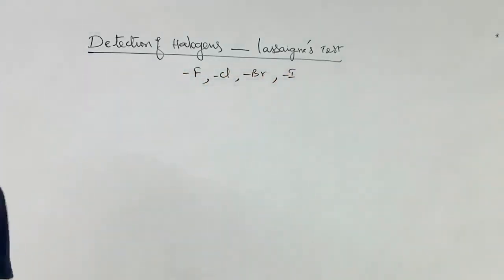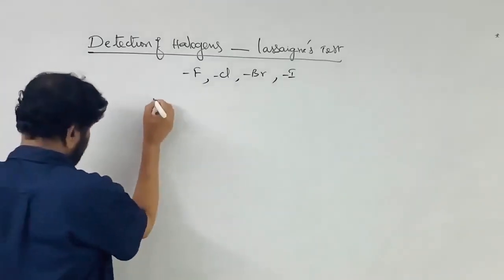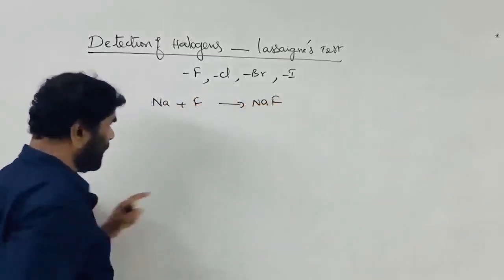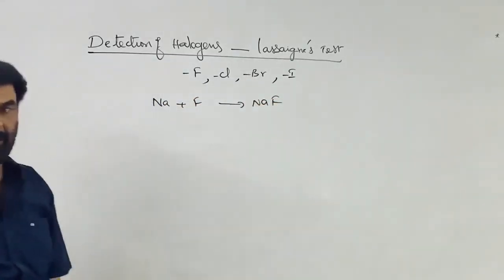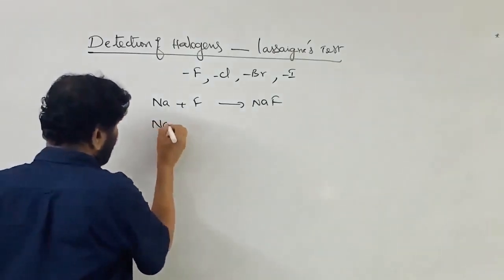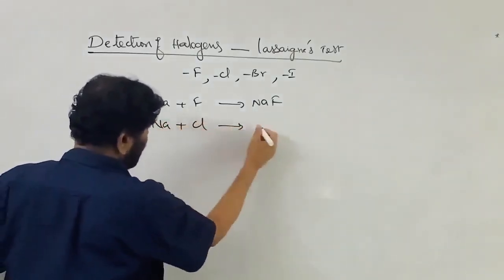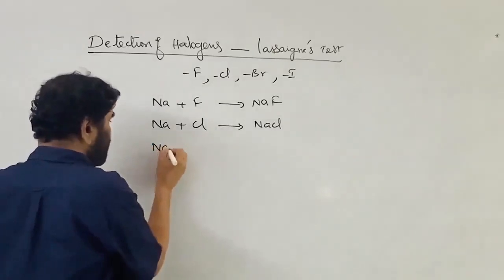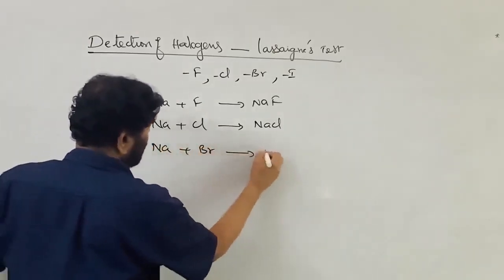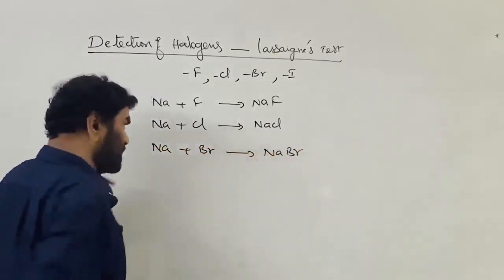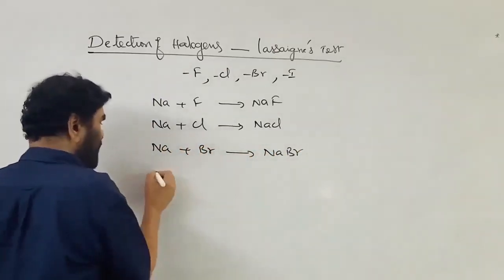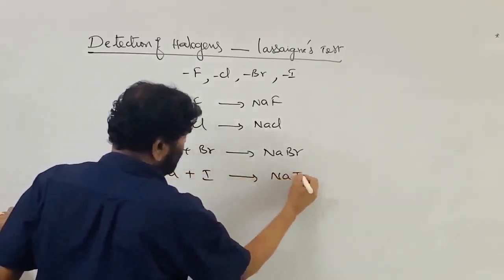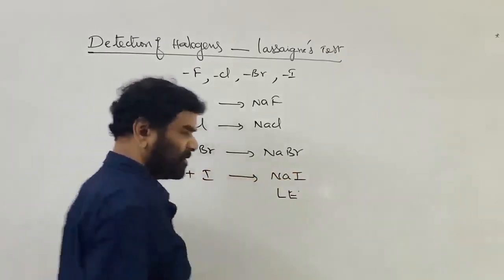They are converted to their corresponding halides. Sodium plus fluorine gives sodium fluoride, where the fluorine is present in the Lassaigne extract in the form of fluoride ion. Sodium reacts with organic chlorine, converted to sodium chloride, where the chlorine is present in the chloride ion. Sodium reacts with bromine to give sodium bromide, where the bromine is present in the form of bromide ion. And similarly, if iodine is present, sodium iodide is formed in the Lassaigne's sodium extract.